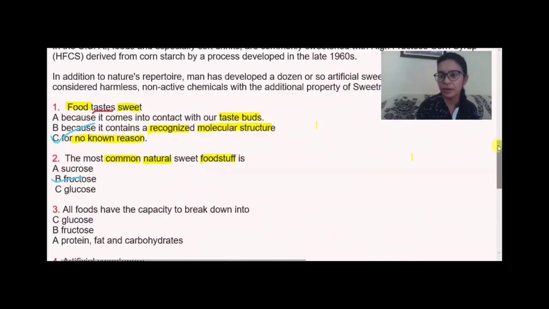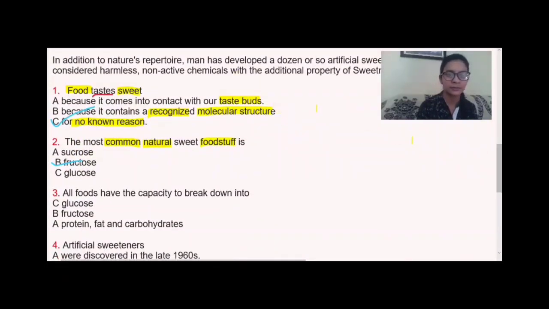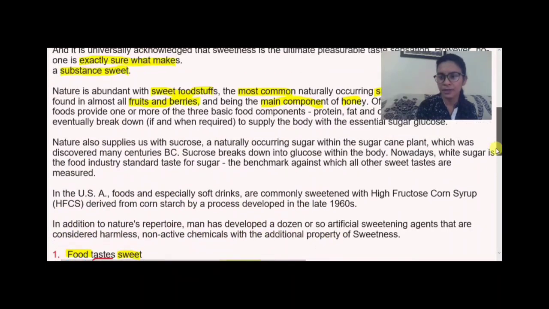Now let's proceed further. Read the next one. All foods. They are talking about all foods. All foods which we are taking have the capacity to break down into, it can be glucose, fructose, proteins, fats, and carbohydrates. Okay, remember these keywords. We read it earlier. Let's read it again.